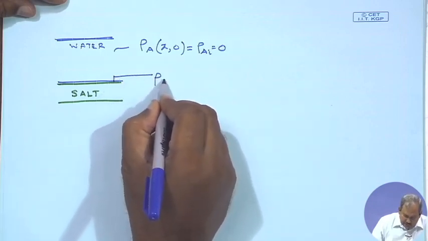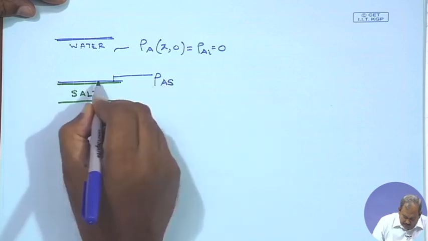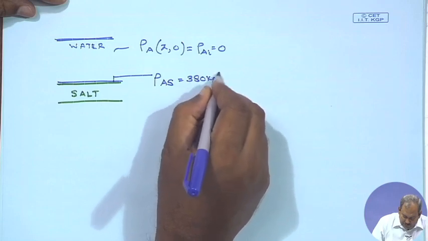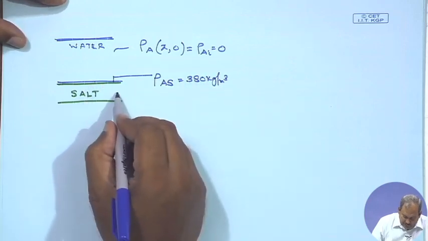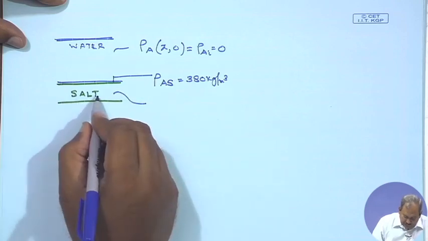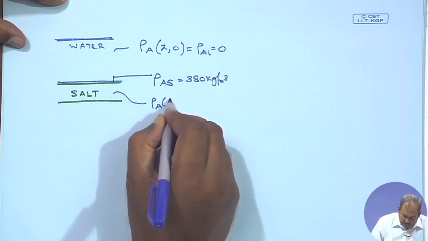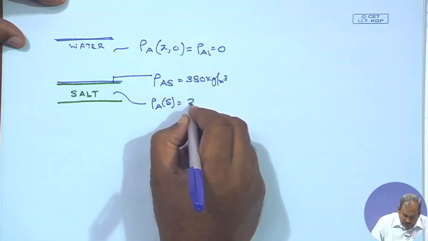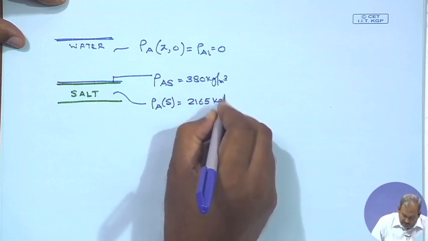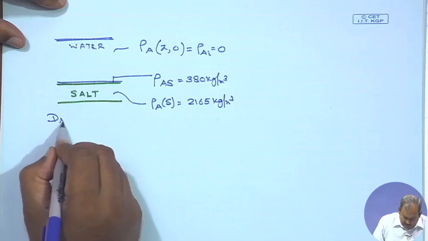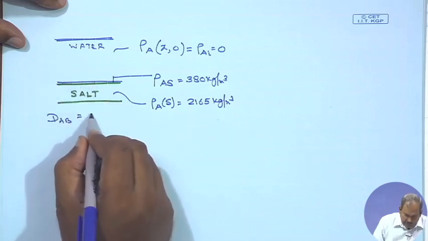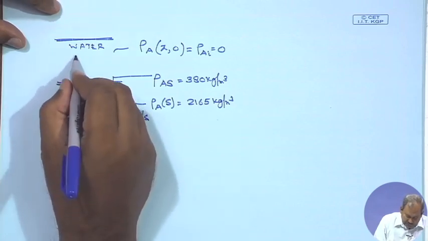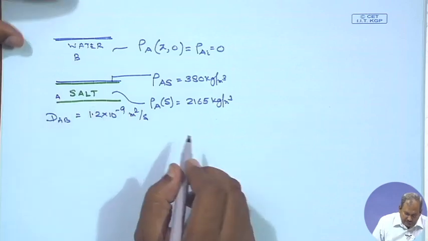The concentration of salt at the interface at this point is equal to 380 kg per meter cube, which could be the solubility of salt in water, and the solid salt slab, the rho A of the solid, is equal to 2165 kg per meter cube. The D_AB, that is the diffusion coefficient of salt in water, is 1.2 times 10 to the power minus 9 meter square per second. So, this is your water B and salt is A.